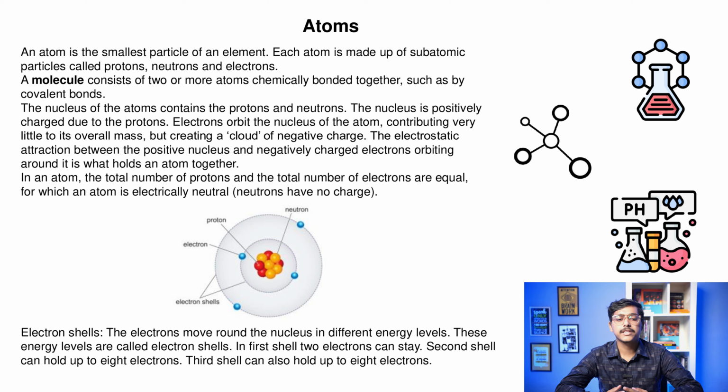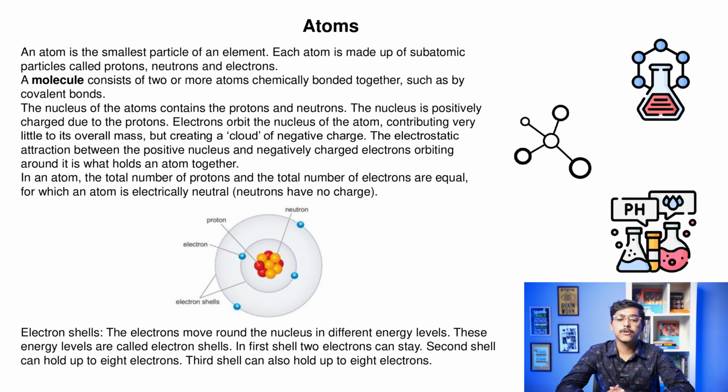The electrostatic attraction between the positively charged nucleus and the negatively charged electrons orbiting around it is what holds an atom together. In an atom, the total number of protons and the total number of electrons are equal, for which an atom is neutral.